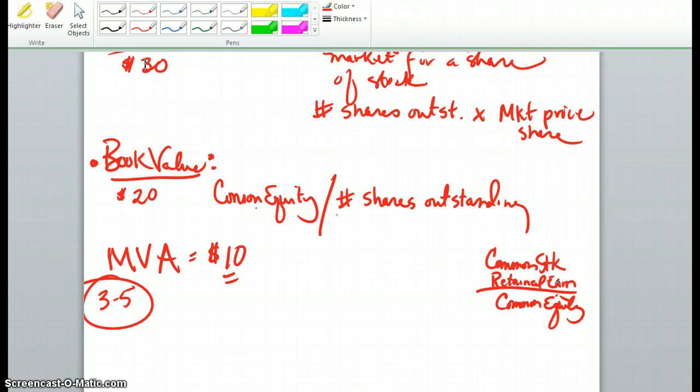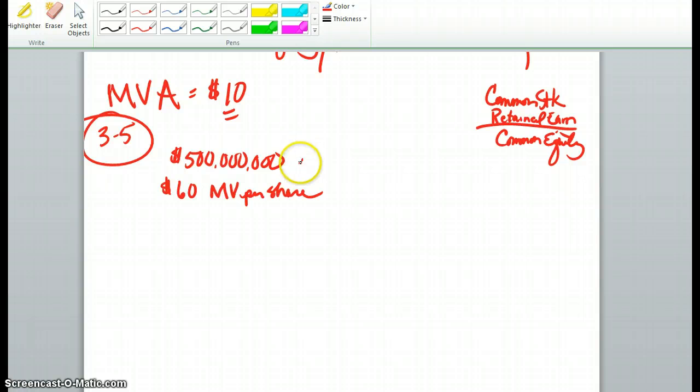And so on 3-5 it says they have $500 million of common equity on the balance sheet. 500 million. And right now the market price per share is $60 per share. So I'm just going to write down the information that I have, market value per share. If I went out in the market and wanted to buy a share of Henderson stock, it would cost me $60. I better label this with common equity.